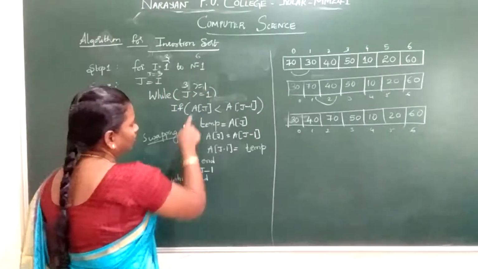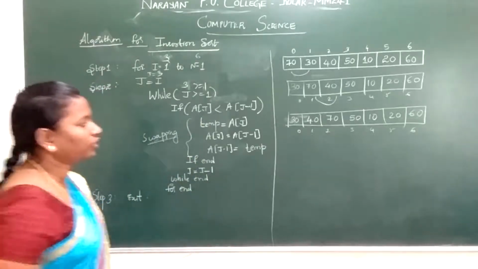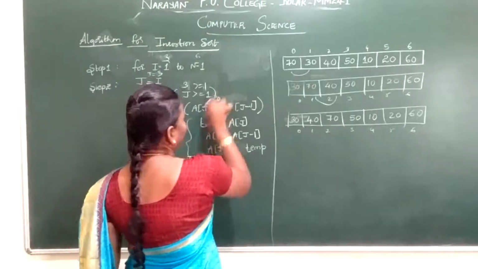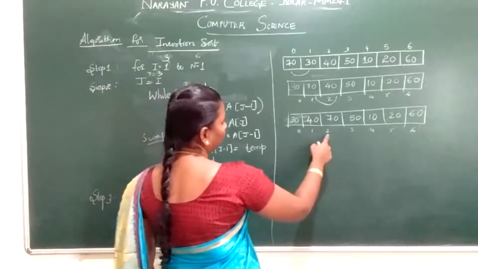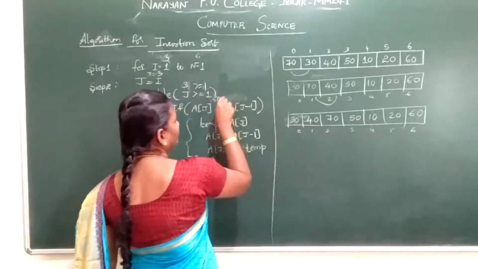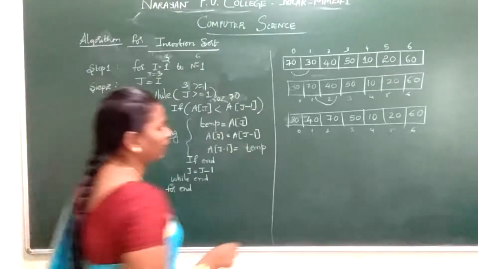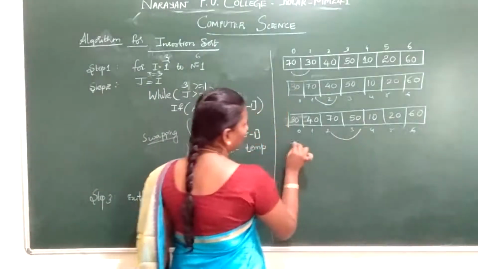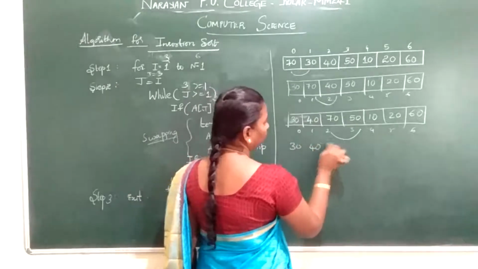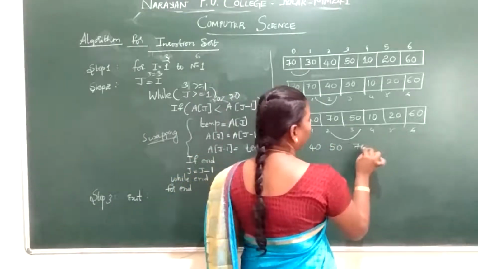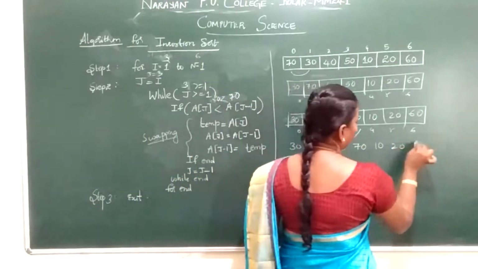The condition is satisfied. What is a of 3? In a of 3 I have 50. 3 minus 1 is 2. What do I have in a of 2? 70. Is 50 less than 70? Yes, 50 is less than 70. The condition is satisfied, so again we'll swap here. 30, 40, 50, 70, 10, 20, 60.